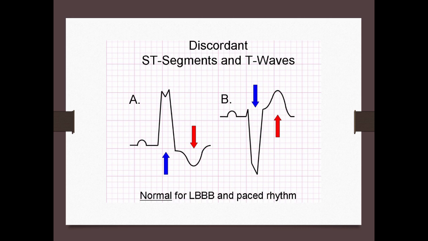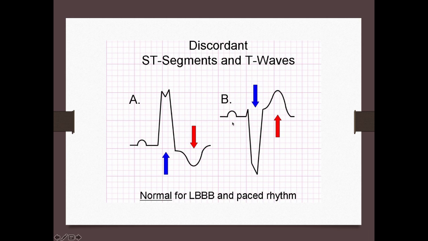As a reminder, in left bundle branch block we have discordant T waves. The T wave is naturally going to go in the opposite direction of the QRS complex. So here in QRS complex A, I've got an upright QRS complex. Well, I've got a discordant T wave, it's going to be negative. In complex B, I've got this negative QRS complex. Well, I'm going to have a discordant T wave, it's going to be upright.